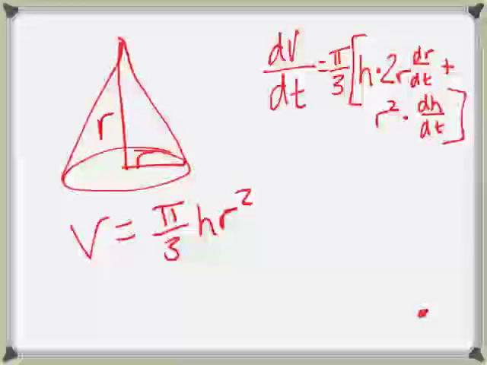So then typically a problem would give us some information and say, what is the change of volume at the time that the height is this and the radius is this and the radius is changing this way and the height's changing this way, and we would start plugging in all these values. But this question just wanted us to set up the equation. Questions?